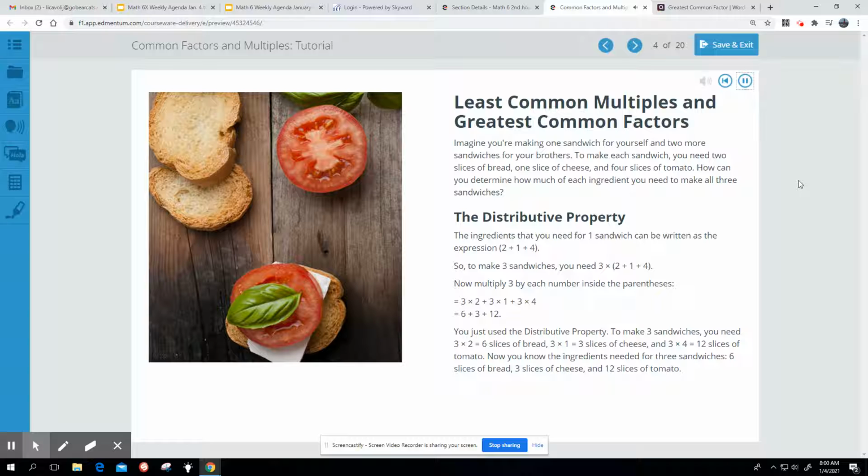To make 3 sandwiches, you need 3 times 2 equals 6 slices of bread, 3 times 1 equals 3 slices of cheese, and 3 times 4 equals 12 slices of tomato. Now you know the ingredients needed for 3 sandwiches: 6 slices of bread, 3 slices of cheese, and 12 slices of tomato.